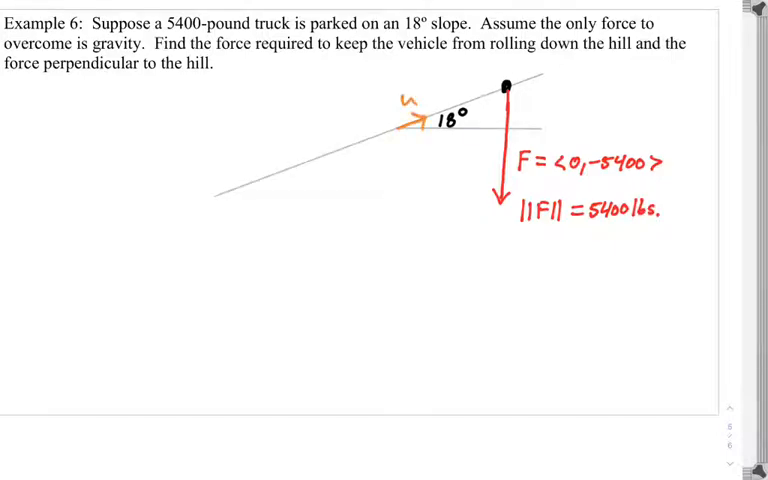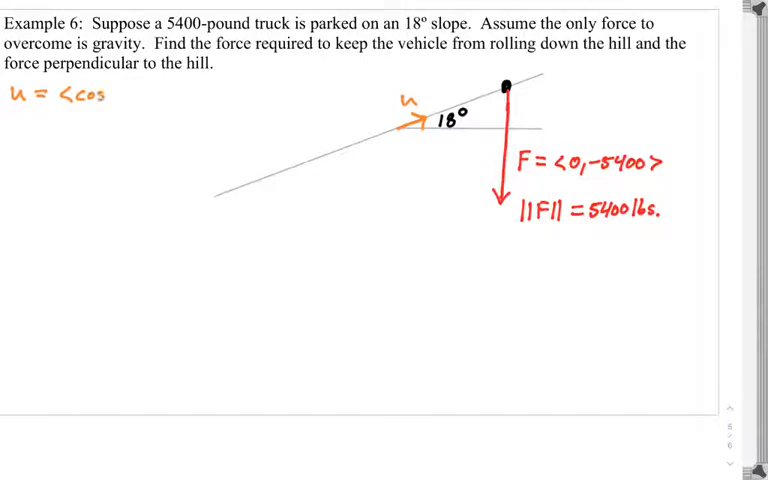Okay. We're going to project this force onto the slope. How much of that goes onto the slope would tell us how much force we would need to keep the truck from rolling. So vector U is going to represent the slope.